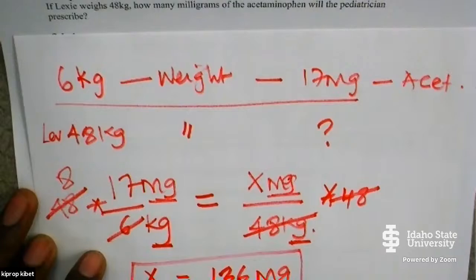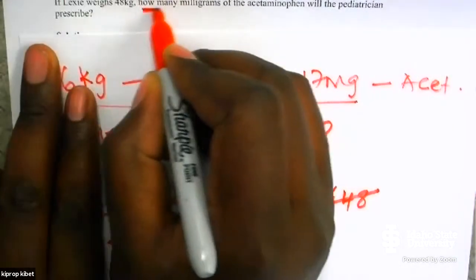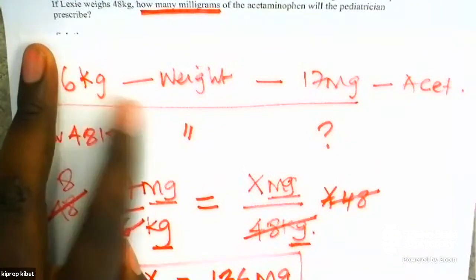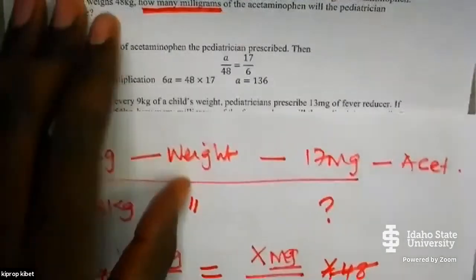So the question says how many. So you can see here, you need to know how many of that. Another example.